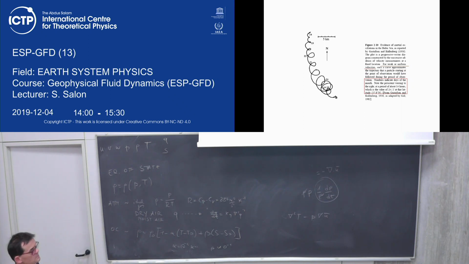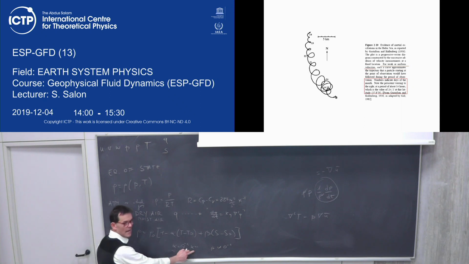Alpha and beta, are they equivalent in magnitude? Alpha and beta, they are equivalent, yes. But this is Kelvin minus 1. So alpha is 1.7 times 10 to the minus 4, and beta is 7.6 times 10 to the minus 4. So this doesn't have any unit of measure because salinity is without unit of measure.